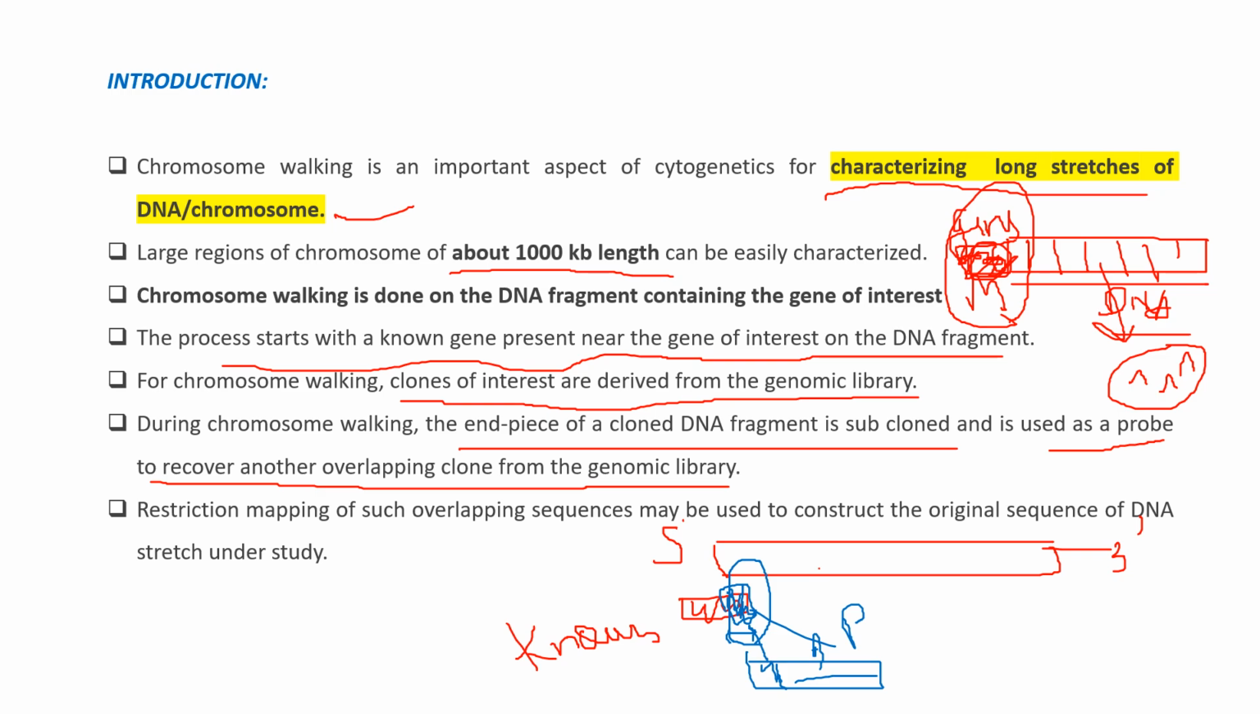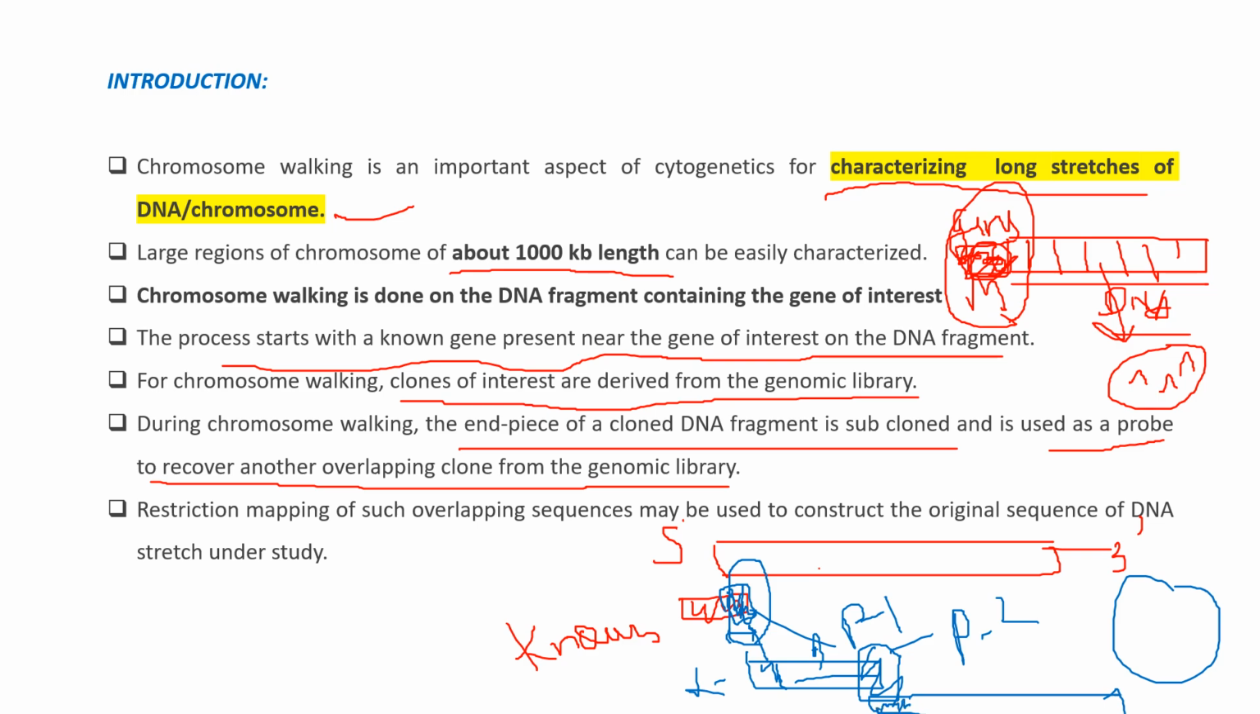Similarly, now you have identified this clone, suppose clone 1, and now you will subclone the 3 prime end further for developing another probe. This was probe 1, now this is probe 2, and again you will probe the whole library to find the overlapping clone that binds with P2. Say for example you got another clone that has an overlapping region.